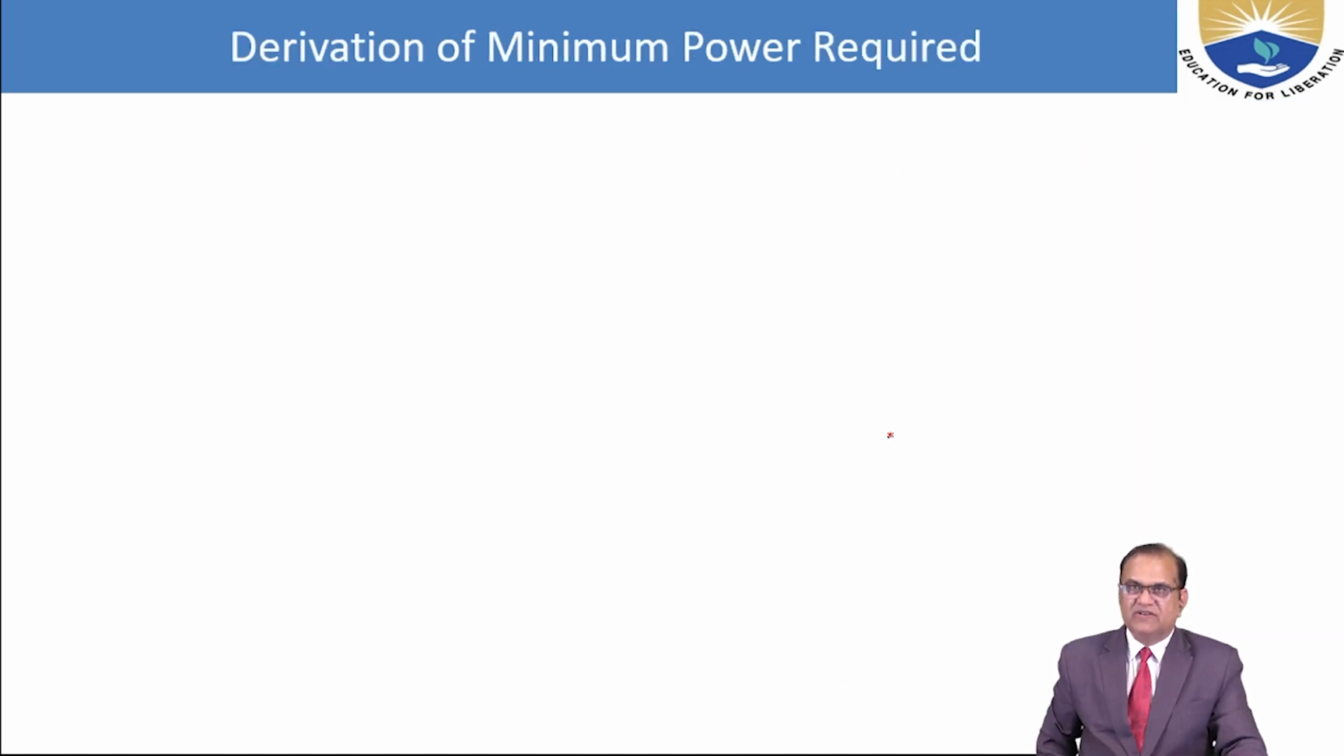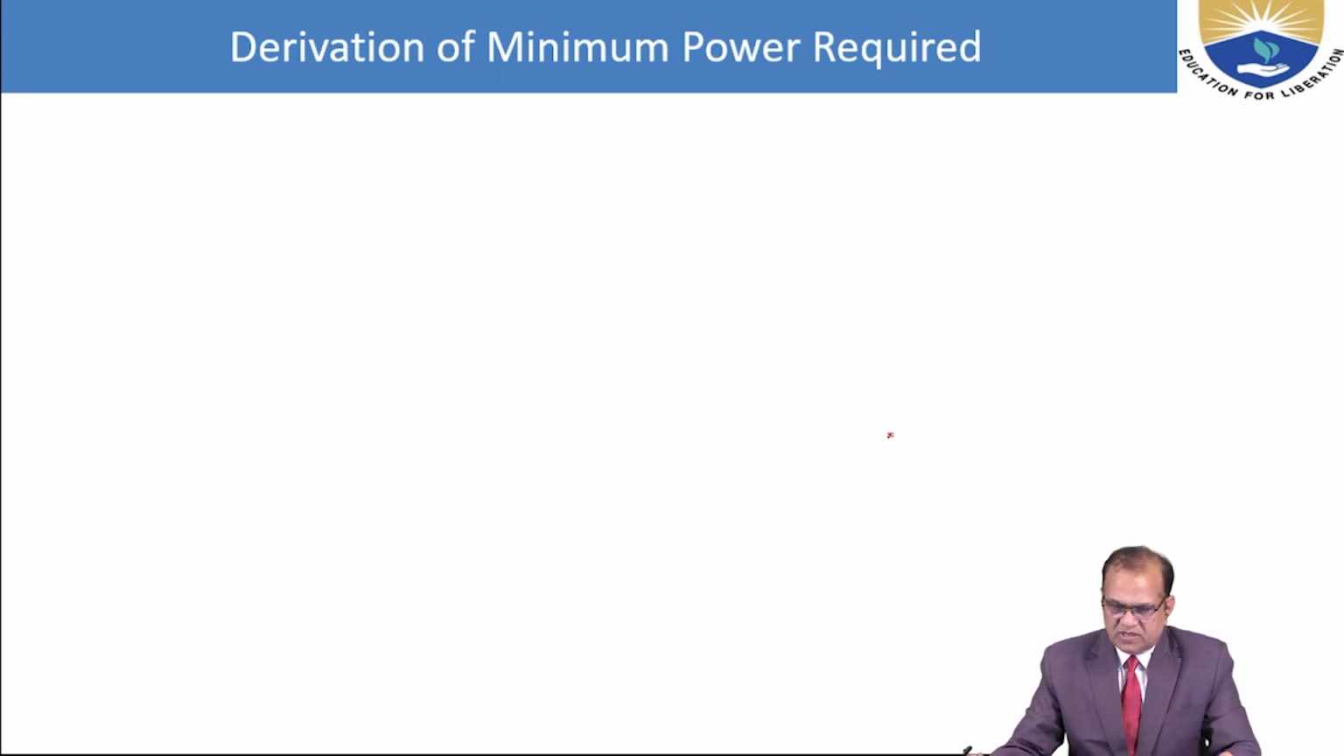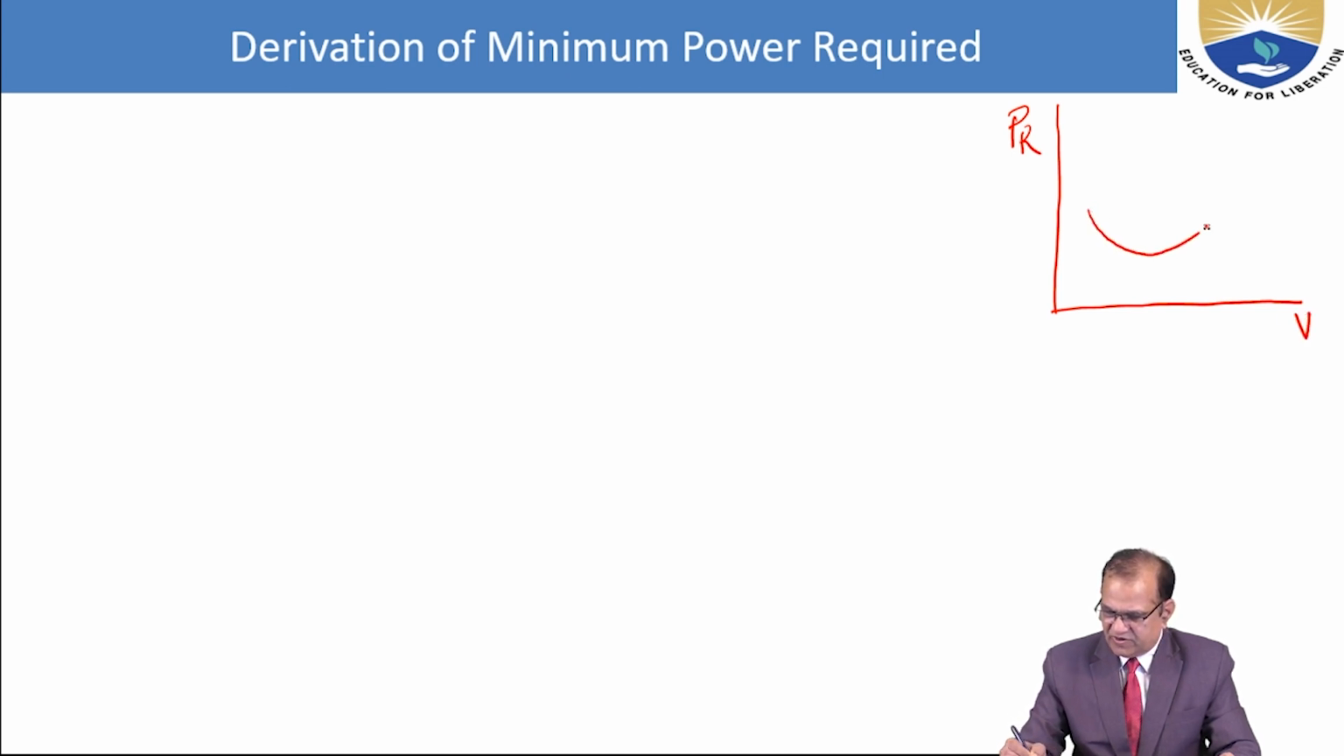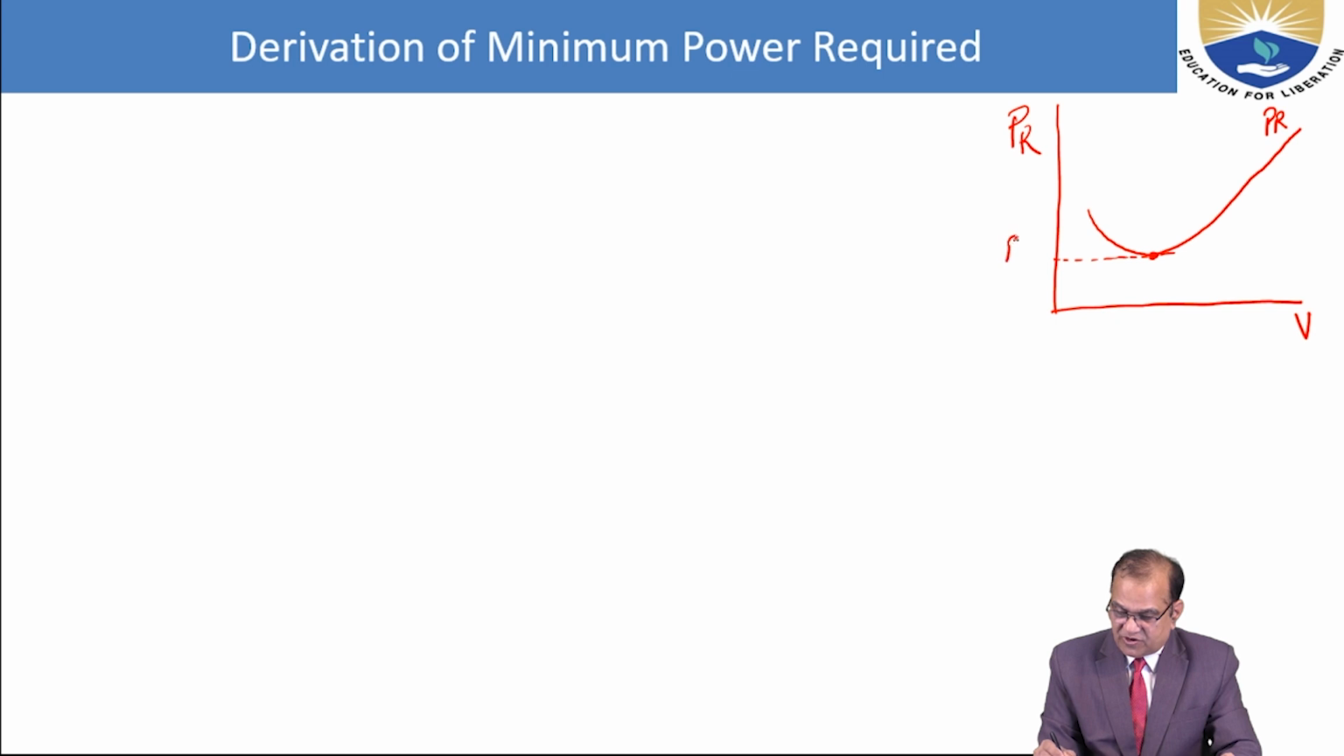Now we will go for the derivation of minimum power required. This minimum power required is a very important parameter. If I just draw this diagram here, this is the power required and this is the velocity. So the power required plot will be like this. So the point where it is tangent to the horizontal, this point, this is the minimum power required, PR minimum, and this is the velocity for minimum power required, V MPR.